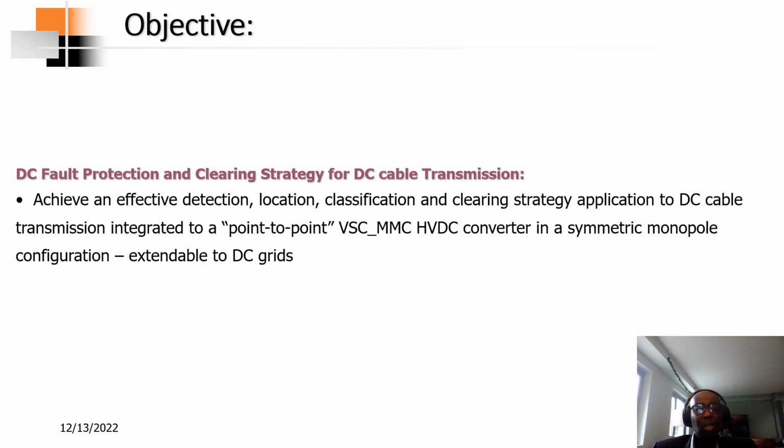So our goal, and the goal for this presentation, is to achieve an effective, robust fault detection, localization, and classification, and fault clearing strategy that is applicable to a DC cable transmission system that is integrated to an offshore wind farm in a point-to-point voltage source converter HVDC configuration in a symmetric monopole, that will be extendable to a multi-terminal DC configuration and eventually to a DC grid and eventually to a super DC grid in the years to come.